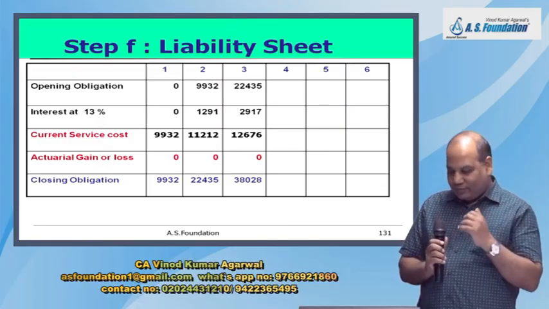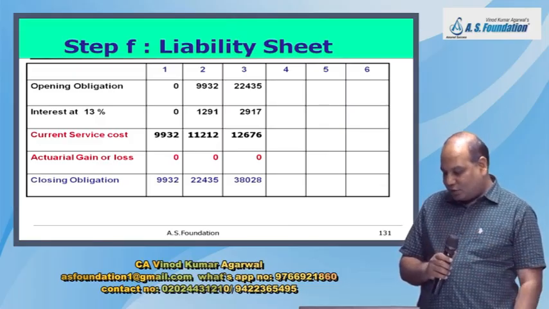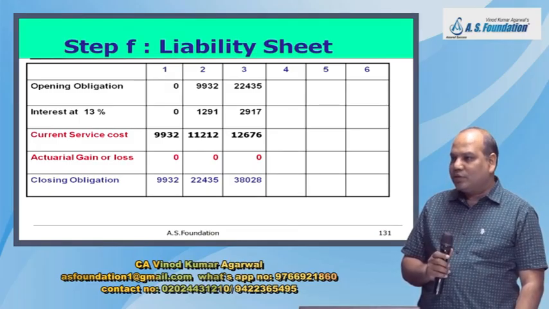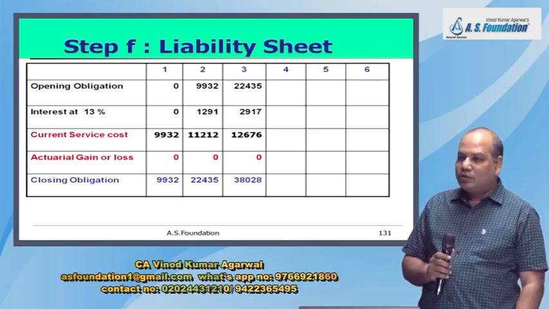First 3 year, check the answer. The last line check 9932, 22435 and 38028. Is it there? Have you reached 38028?